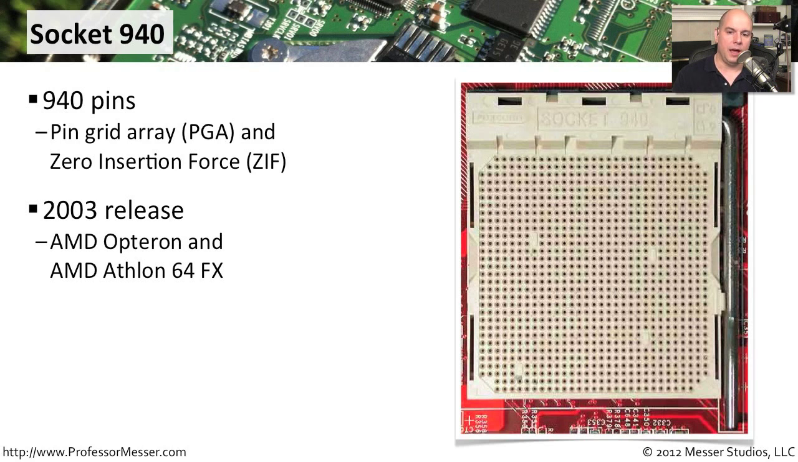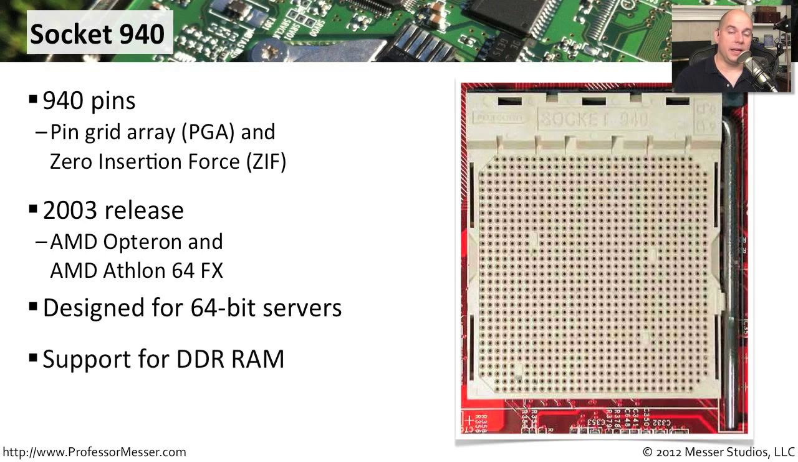It was used for the Opteron and the Athlon 64FX chips. So 64-bit servers were the primary focus for the socket 940. The socket 940 supported CPUs that could use DDR RAM. So we're going back to 2003, when we were using double data rate RAM and not yet getting into DDR2 or DDR3 memory.